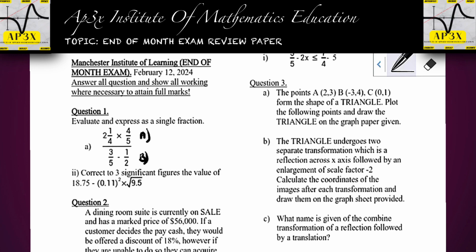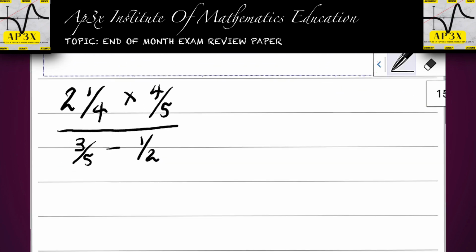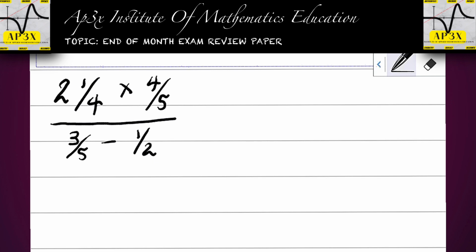So I already have this question drawn up on screen here for you. So we're going to proceed here to work out the top section. At the top section, we have a mixed fraction of 2¼, so that's going to be 4 multiplied by 2 is 8 plus 1 is 9/4, and that's going to be multiplied by 4/5.